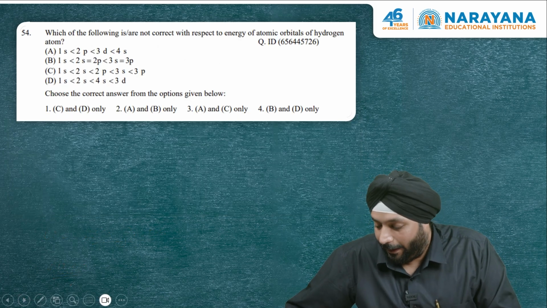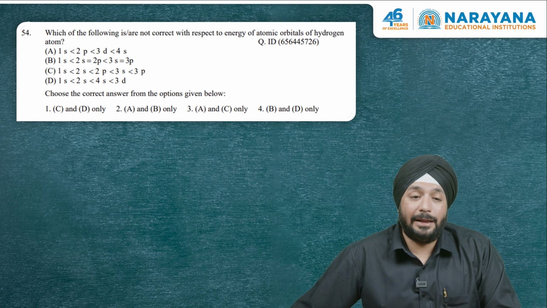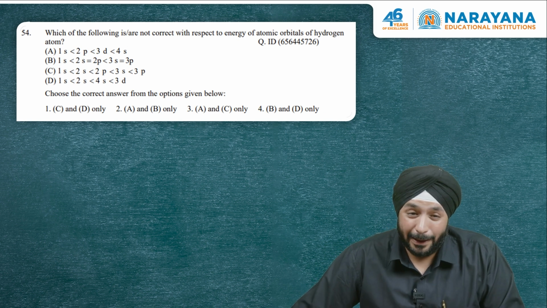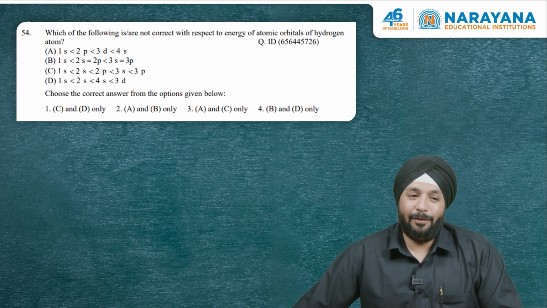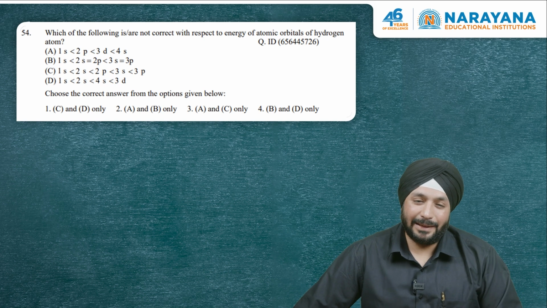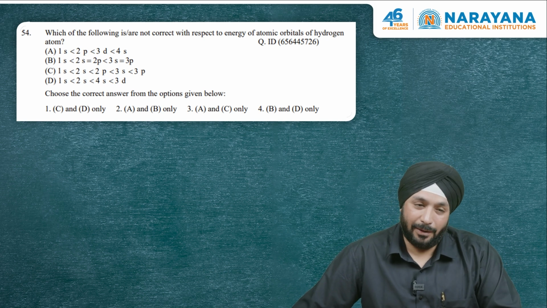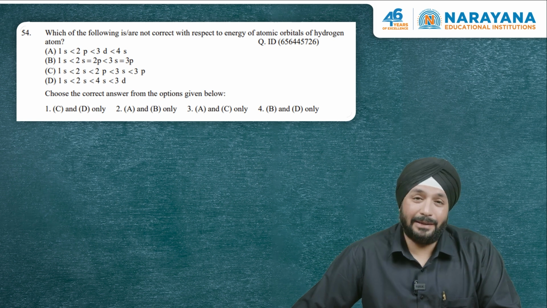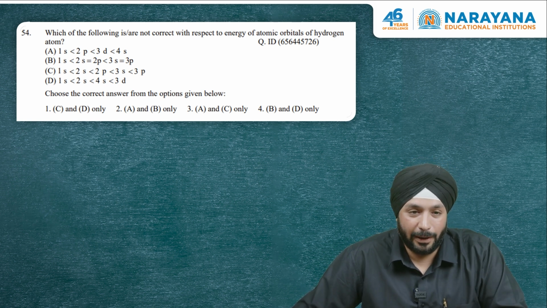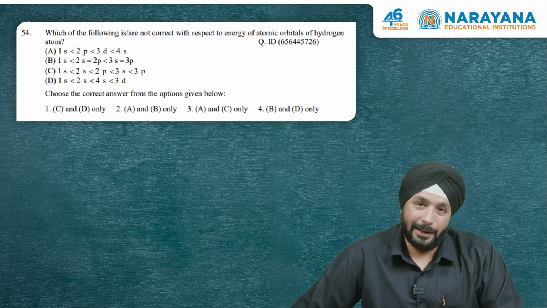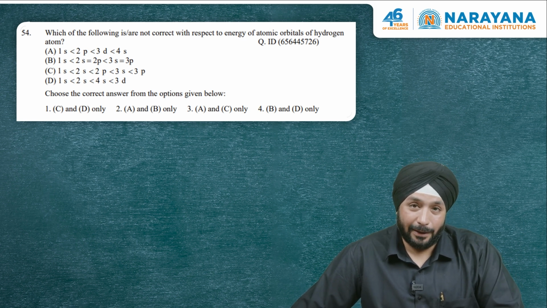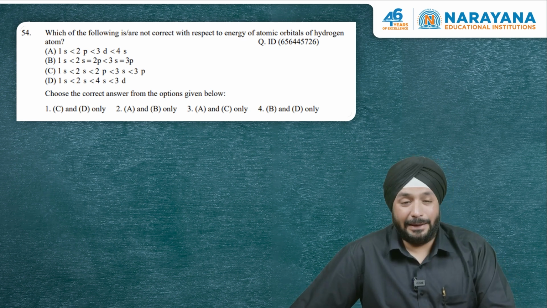Which of the following are not correct with respect to the energy of atomic orbitals of the hydrogen atom? Now this is a very straightforward question, but students have made mistakes in it because in a hurry they didn't read 'not' properly, so they marked the correct statements. So better read the question properly before answering it, right?